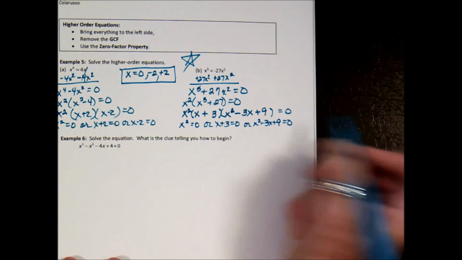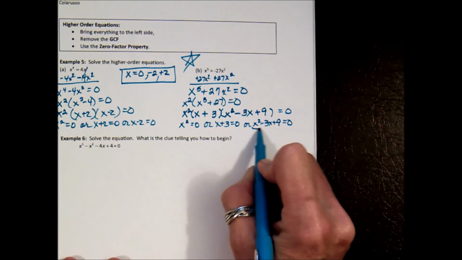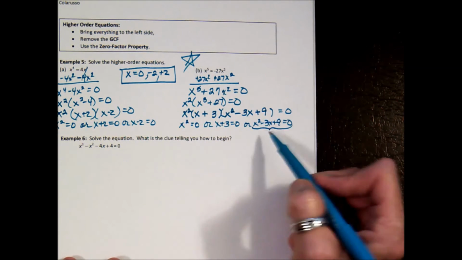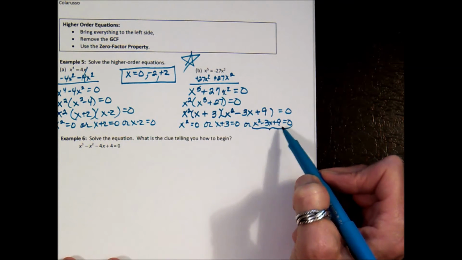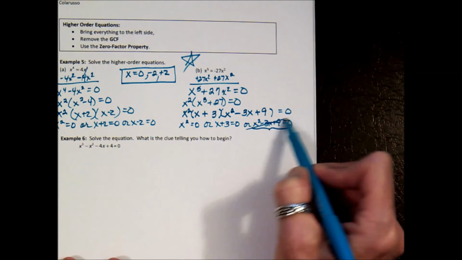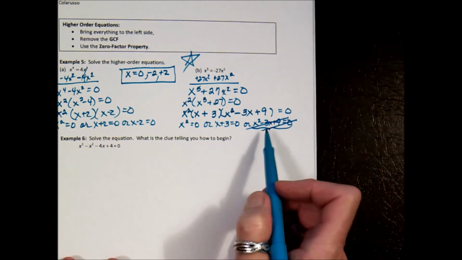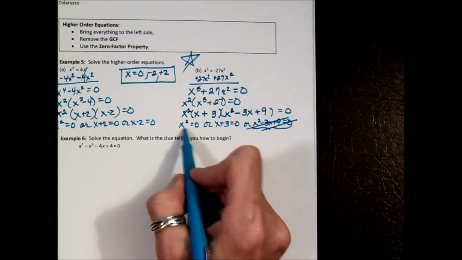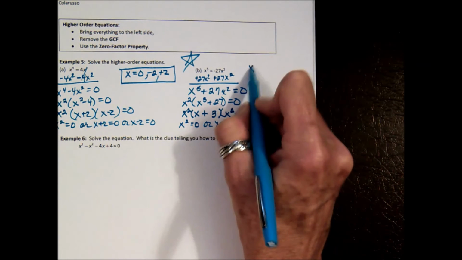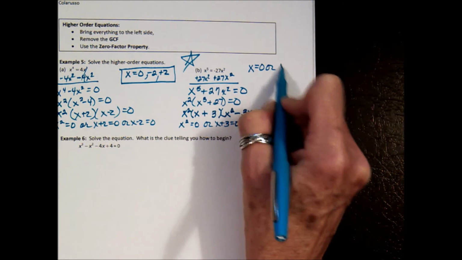And in this case, this is going to give you a complex solution, an i solution. We only want real solutions, so we're going to ignore that. I would have had to use the quadratic formula. So here I can solve those two easily, and I get x equals 0 or x equals negative 3.